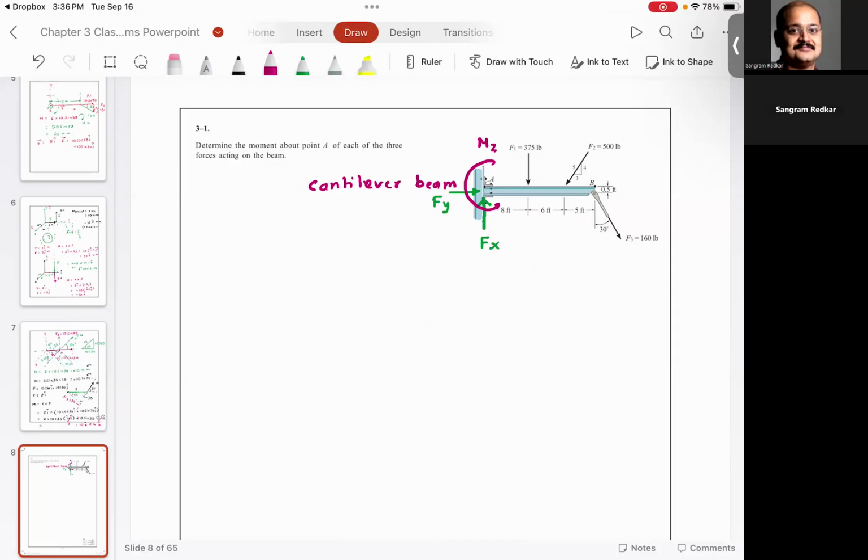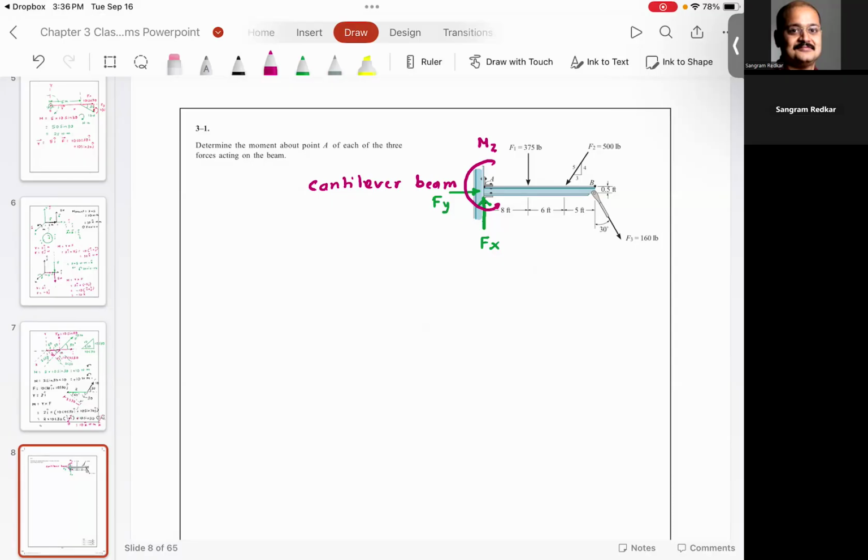Now, what this problem is asking us, and I want to explain this problem a little bit more in depth, is just to find the moment of the forces. But I want to extend this problem, because that's an entire chapter. So let's discuss that entire chapter in one problem. I want to find out the reaction forces and reaction moment.